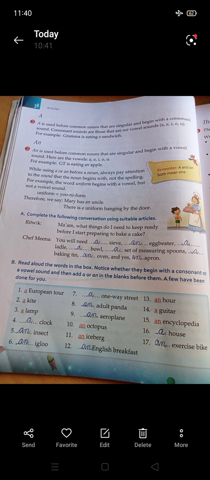So it begins with an O sound, a vowel sound. So we say an honest man.